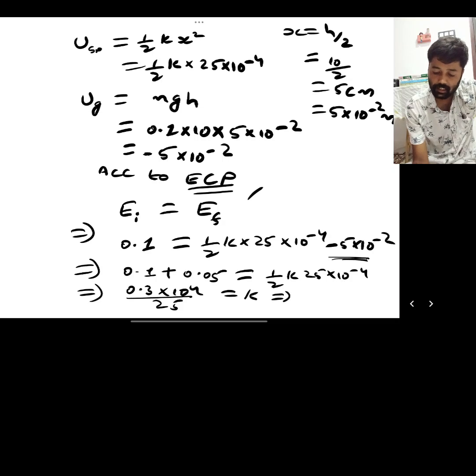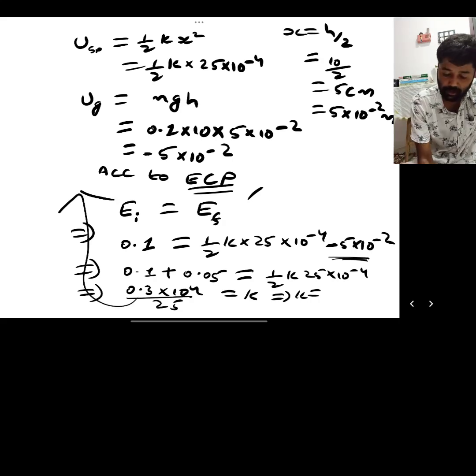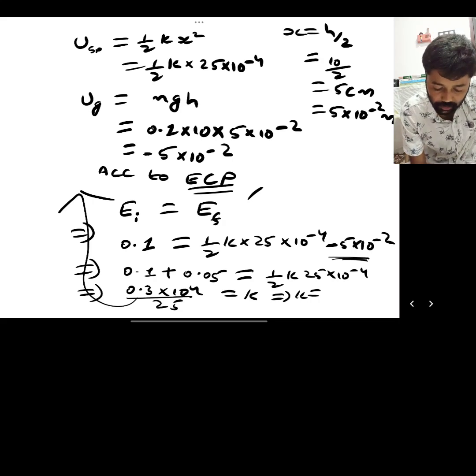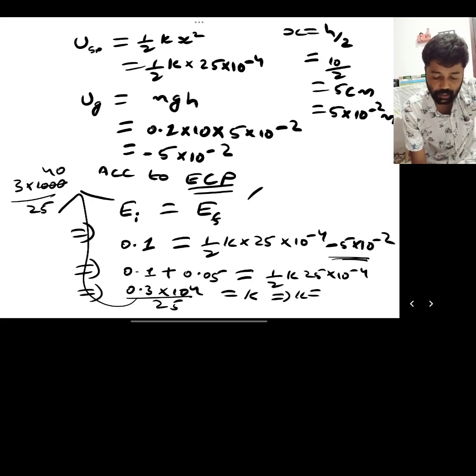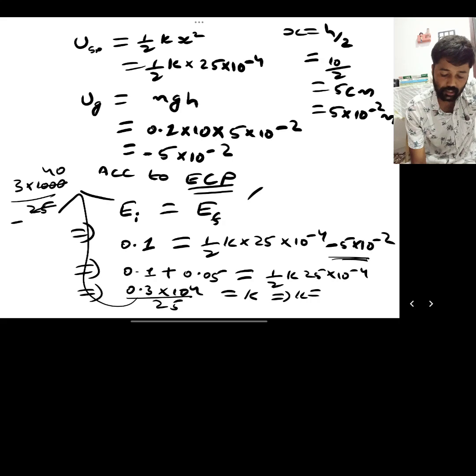This implies k is equal to how much? 3 into 1000 divided by 25. 25 times 4 is 100, so 25 times 40 is 1000, and 25 times 120 is 3000. So your answer is 120, and the SI unit is Newton per meter.